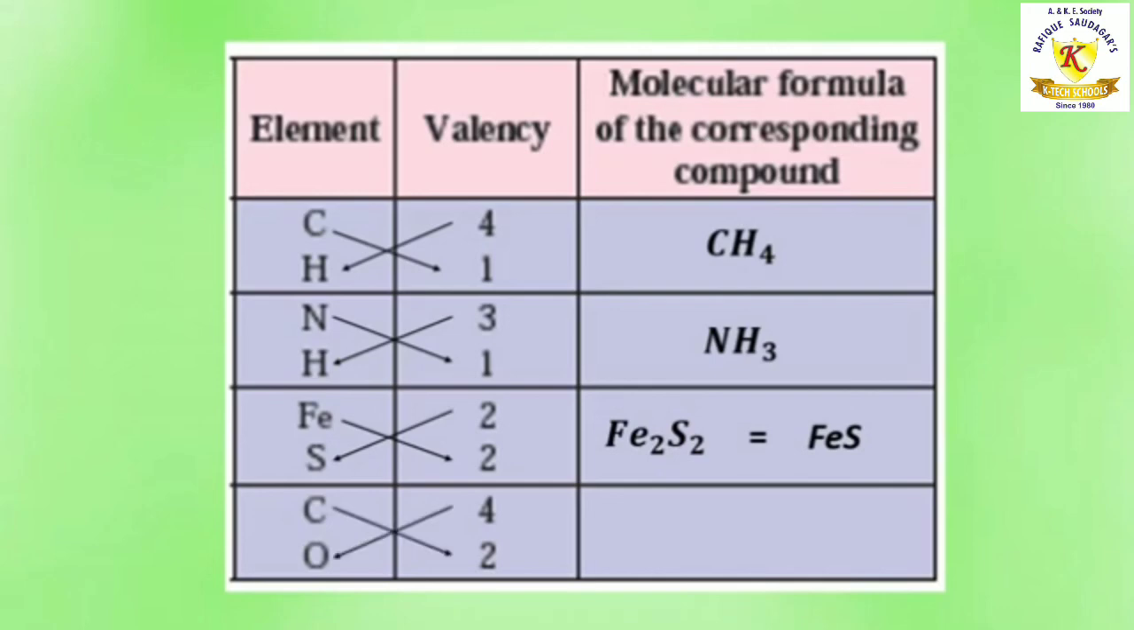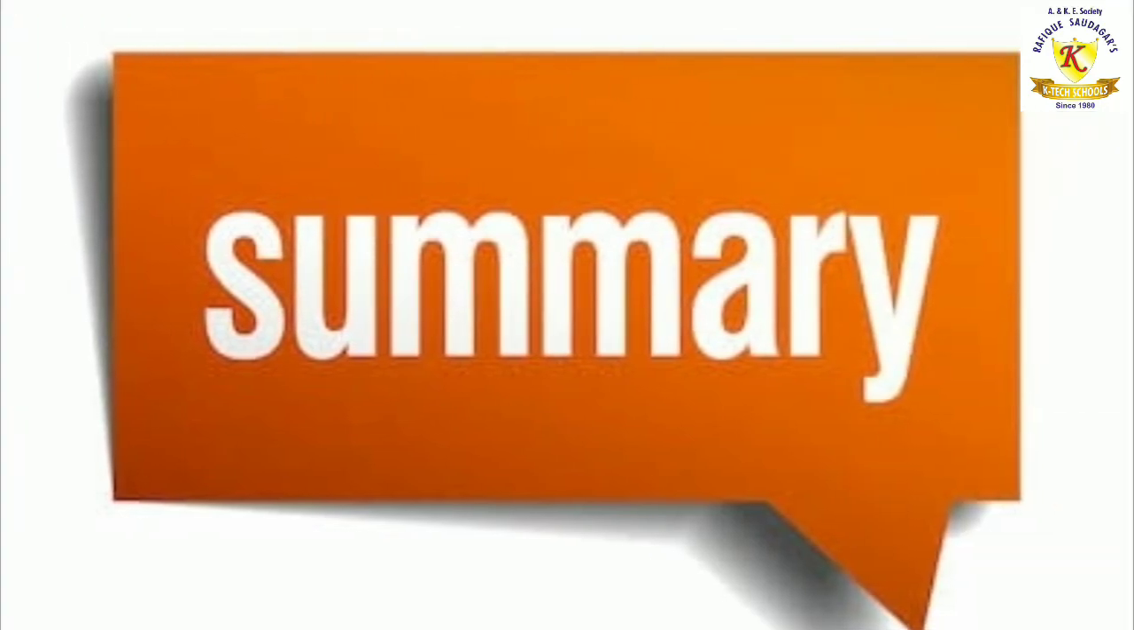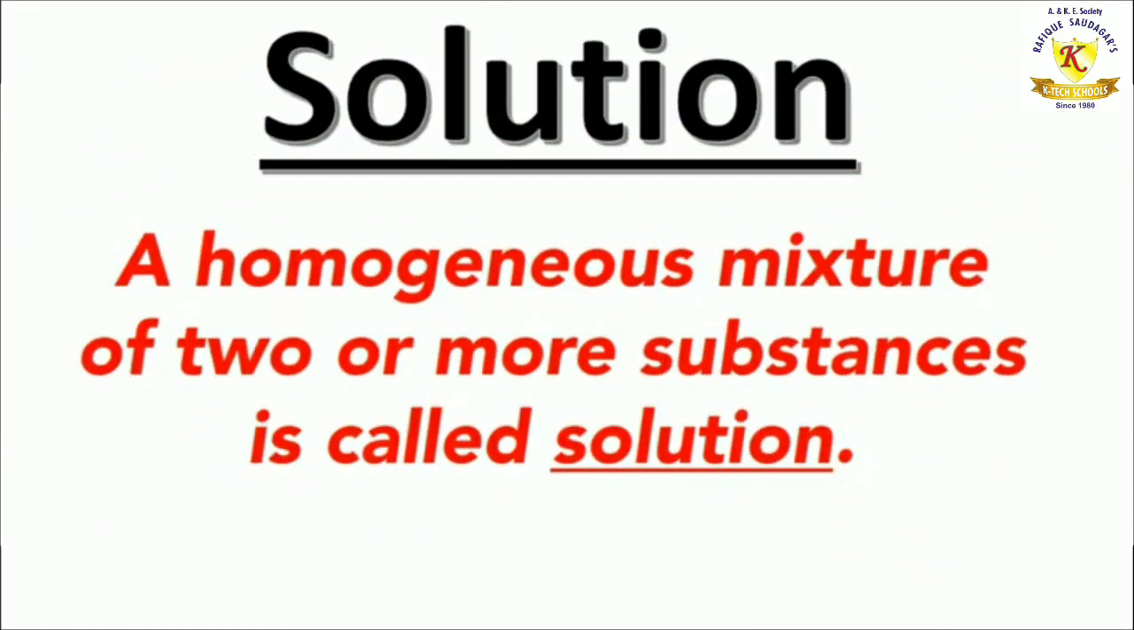So after the cross multiplication, we get the formula as C2O4. So what we'll do here, children? Again, we will divide it by 2 to get the smallest possible whole number. So after dividing this by 2, we get CO2. Isn't it easy to understand? Very good. Now, children, let's take a quick look at the summary of today's session.